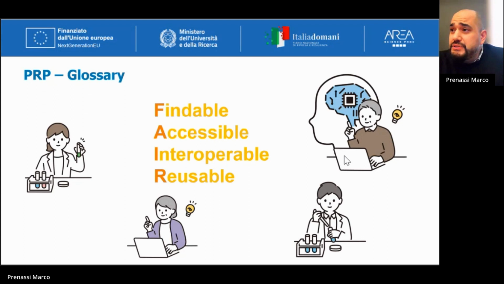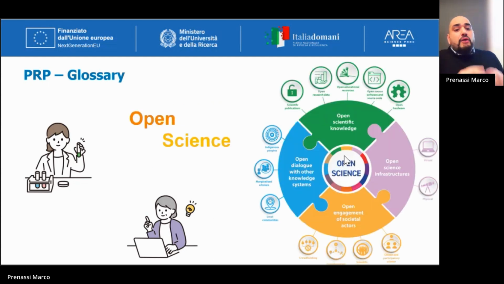Findable, we have to search the data. Accessible, we have to access it. Interoperable, we have to take the data as it is most of the time and use it in our machines. And reusable, there are two things: first, we have to use the data in a future setting, and also use the data in other fields. So the data must be usable in other fields.